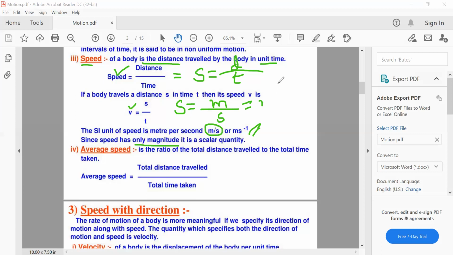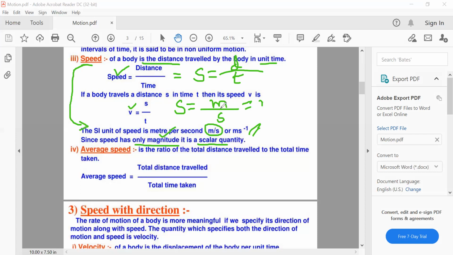Or I can say the object is moving at 20 kilometers per hour, or 50 kilometers per hour, or 100 kilometers per hour, right? All these parameters have only magnitude, and we never mention any kind of direction, right? So any parameter indicated by only magnitude is called a scalar quantity. So here, speed is a scalar quantity, right?